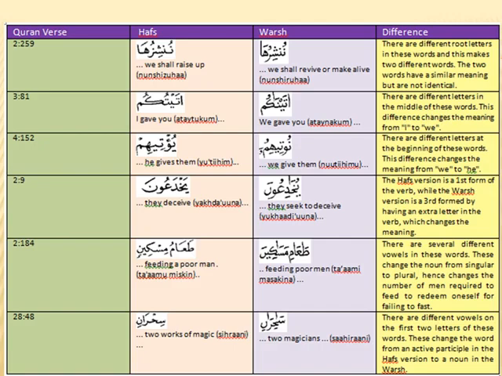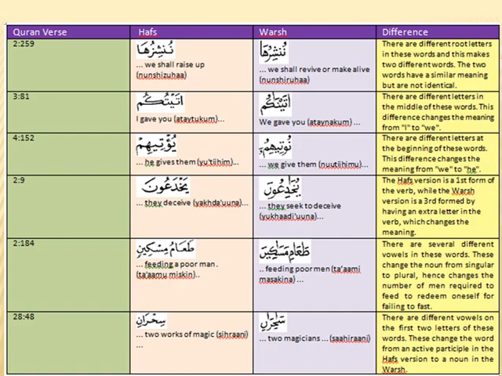Quran 2:184 in the Hafs, Ta'amu Miskin, feeding a poor man. In the Warsh, Ta'ami Masakina, feeding poor men. There are several different vowels in these words. This changes the noun from singular to plural. It also changes the number of people required to feed in order to redeem oneself for failing to fast.